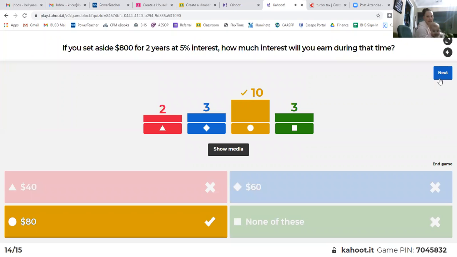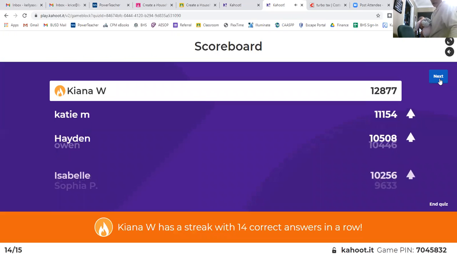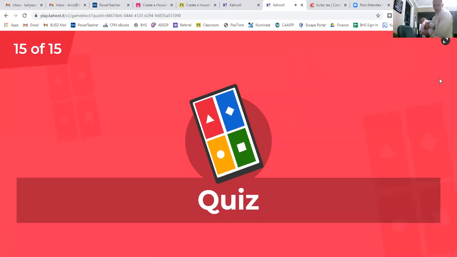All right, that is $80. So to do that problem, you take your principal $800, you multiply it by 5% or 0.05, and then you multiply by 2 for 2 years. Time is in years.